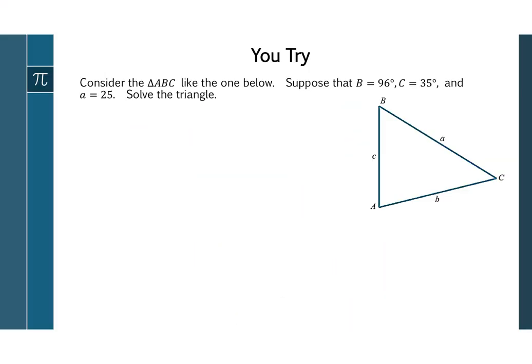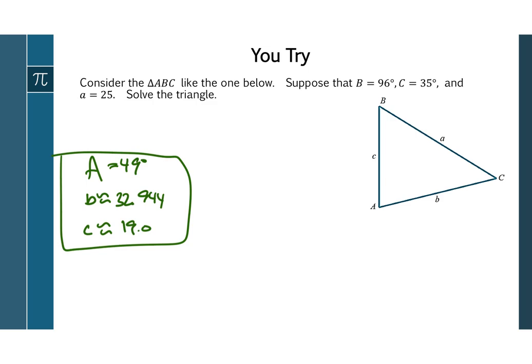How about you take the time to try to solve this? I will just have the answers in a moment, so pause it. I will have some answers shortly. So hopefully you tried it and you got these three answers. This one's pretty easy, 180 minus the other two. Then set up the sine ratios, and again, make sure you're using degrees.